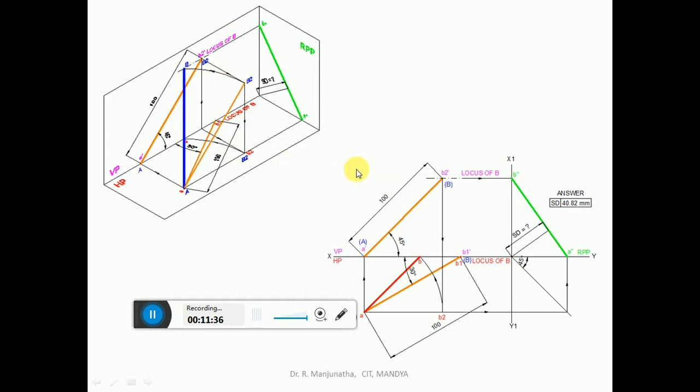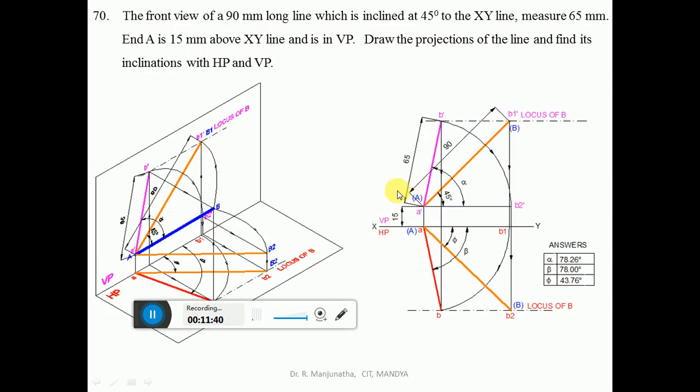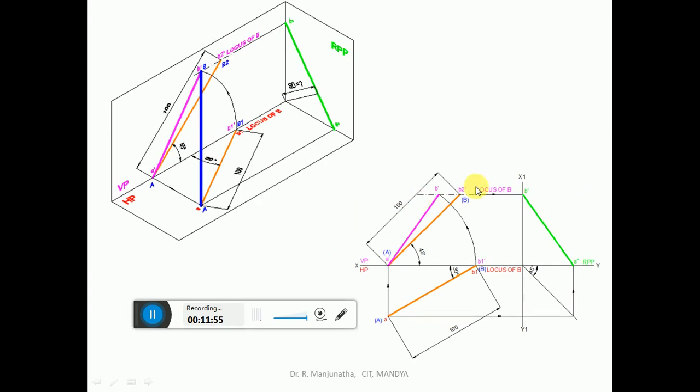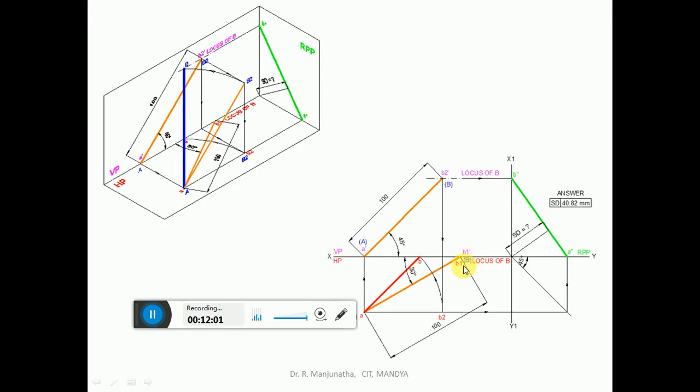Now once you do this, in the second case here, this is how we will be able to get both points, and then you project this to the side view, you are going to get the shortest distance, and this is how we will be able to solve this problem. And now here, this is the front view.